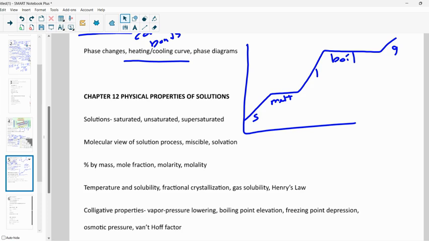If we had to calculate this, this is where we would use Q equals mc delta T, anytime we get a temperature change. So if we're heating the solid, if we're heating the liquid, if we're heating the gas. We can't use that for our phase changes. Why not? Is the temperature changing?